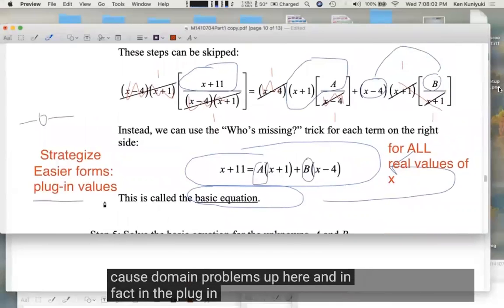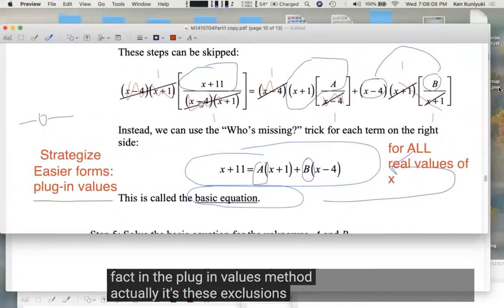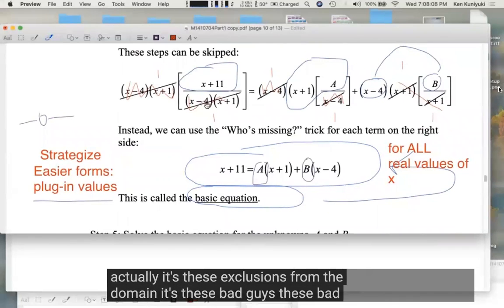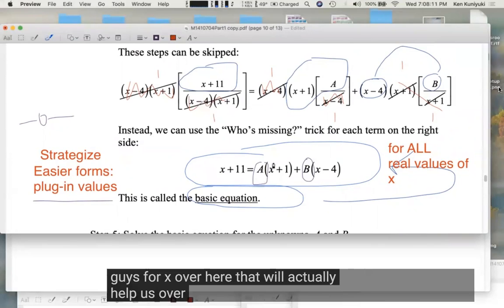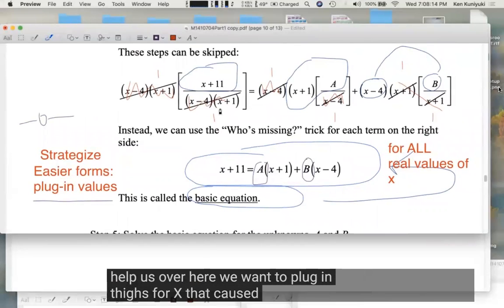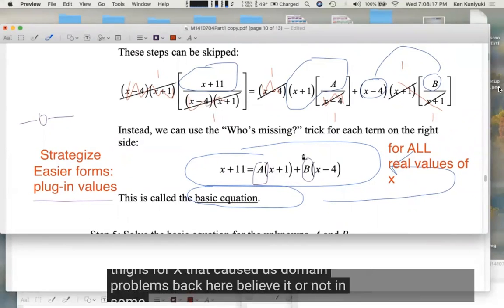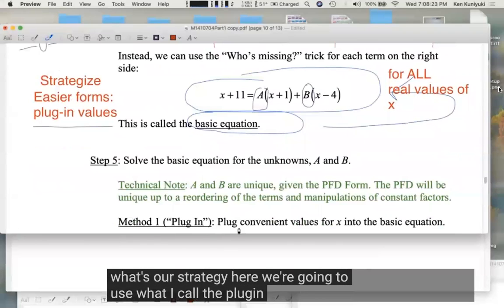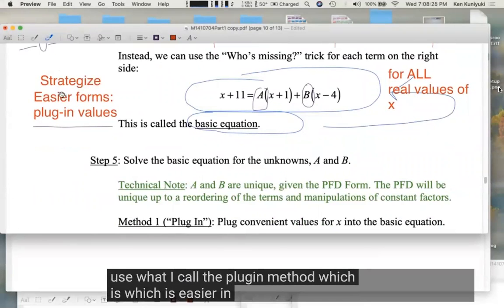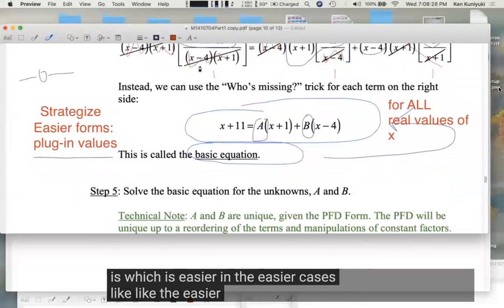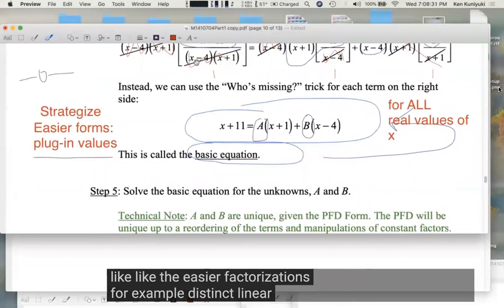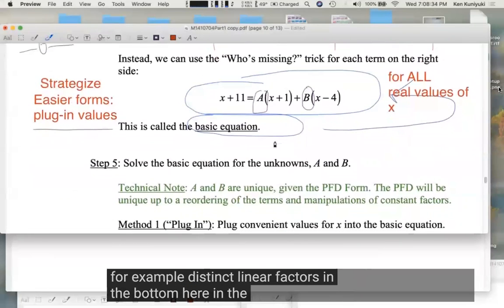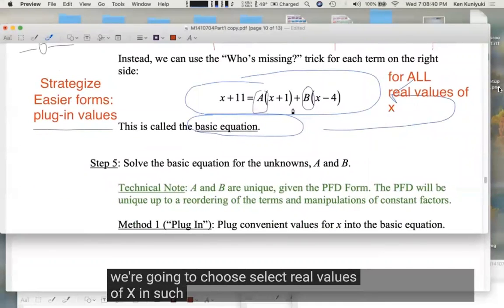And in fact, in the plugin values method, actually, it's these exclusions from the domain. It's these bad values for X over here that will actually help us over here. We want to plug in values for X that cause us domain problems back here. Believe it or not, in some ways, they're good guys. Because what's our strategy here? We're going to use what I call the plugin method, which is easier in the easier cases, for example, distinct linear factors in the bottom here. In the plugin method, we're going to select real values of X in such a way that at least one term will be 0.